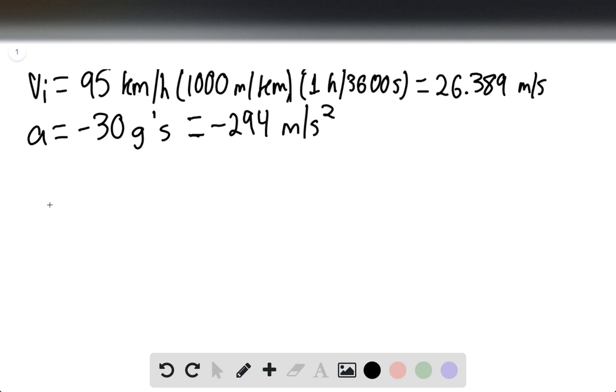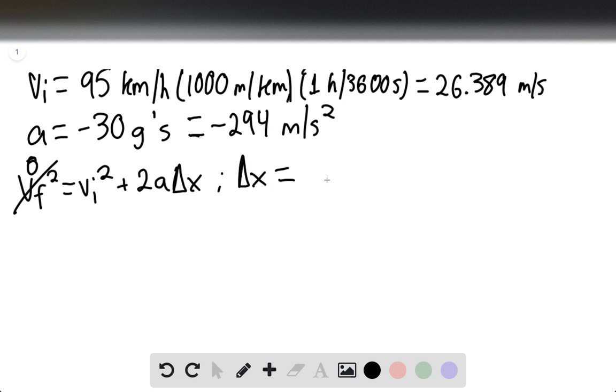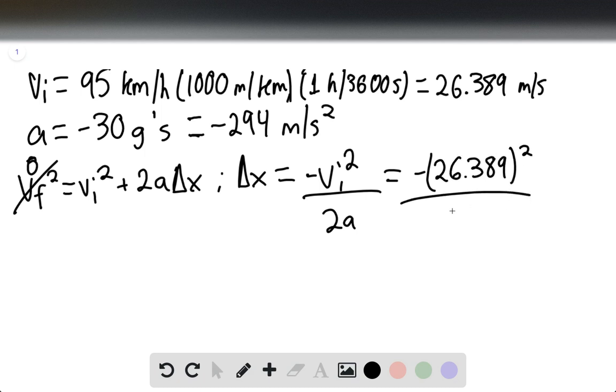However, we're trying to find how much the car needs to crumple. So we can say that velocity final squared equals velocity initial squared plus 2a times delta x. We know that the final velocity is 0 because this car is coming to a rest. So we can say that delta x is going to be equal to negative velocity initial squared divided by 2a, and this is going to equal negative 26.389 squared divided by 2 times negative 294, and we have a delta x equaling 1.18 meters.